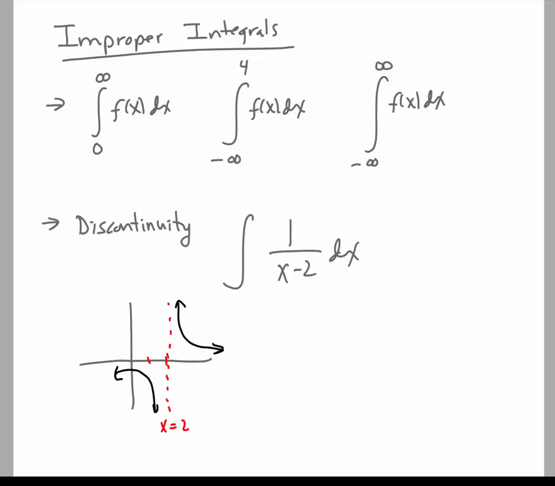So if I have to integrate across this vertical asymptote where the fraction is undefined, there's a discontinuity involved. In this particular case, I have one at x equal 2. So if I was trying to integrate from, let's say, 0 to 4, I would have a problem because I'm going across where the function is undefined. So there are a couple different ways I deal with this.